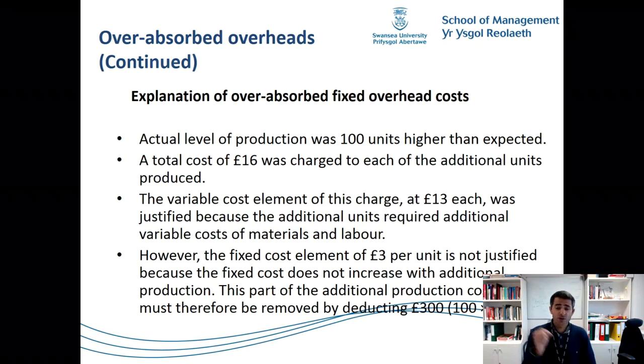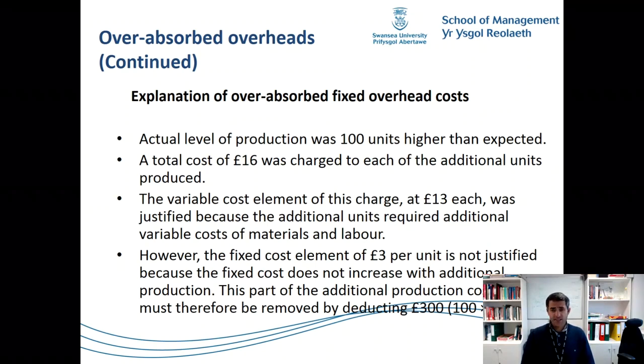The fixed cost element of £3 per unit is not justified because the fixed cost does not increase with additional production. This part of the additional production cost charge must therefore be removed. We need to deduct it from the cost of production, which is £300. I hope that really makes sense.